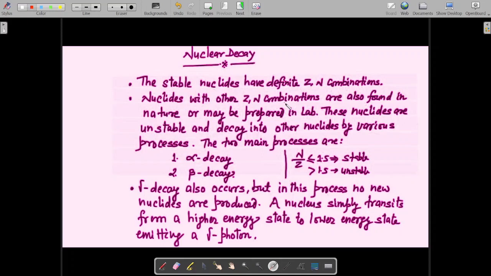Man-made nuclides are also there amongst the lower nuclides. Some of the nuclides you can prepare in the lab, for example technetium, atomic number 43. Technetium does not exist in nature, so we prepare that in the lab. So nuclides with other Z and N combinations are found in nature or may be prepared in the lab.